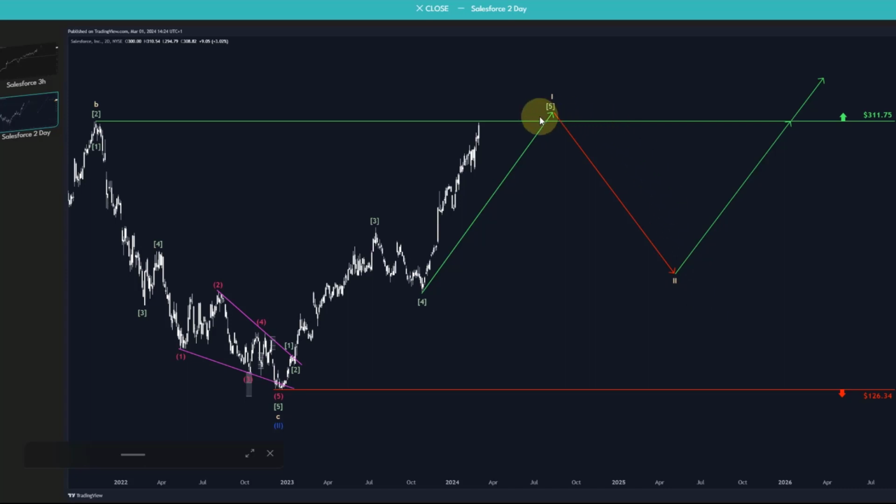This wave 2, as I said, could be quite an extensive pullback, and quite extensive and complex corrective structures could unfold here before then this third of a third wave rally could unfold, which would be quite bullish, and that would be the strongest part of this trend, most likely. That's my update about Salesforce.